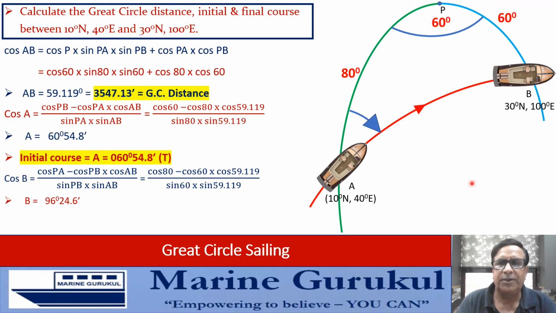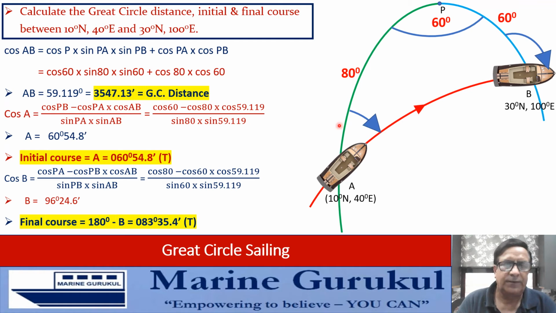We go to the PAB triangle and mark off the final course clockwise from true north at B up to the ship's head. I'm sure we'll agree that this represents the final course. And what do we see in the diagram? The final course is 180 minus the calculated angle B, which is 083 degrees 35.4 minutes true.